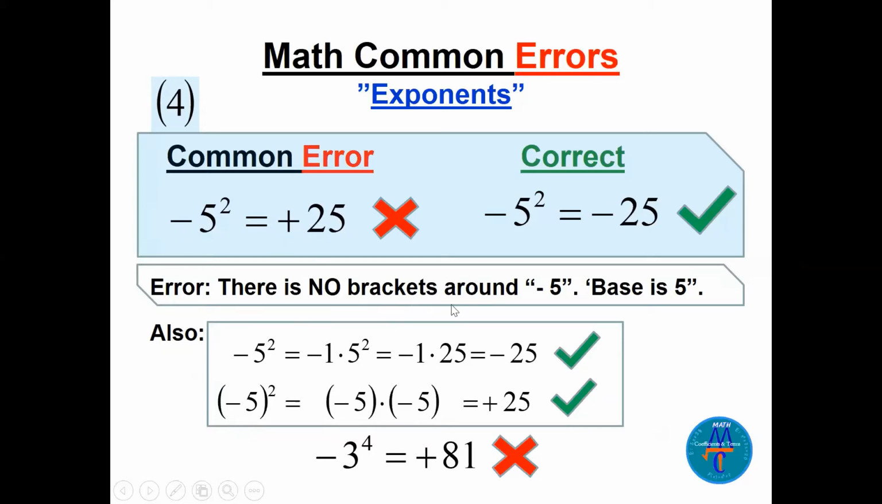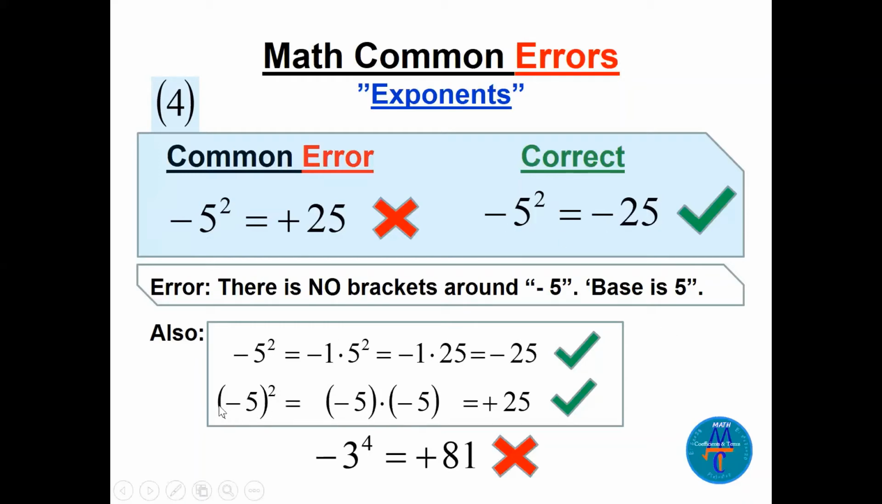There is no bracket around the minus 5. In this question, we have base and power. Look at the details: minus 5 squared. So there is a minus 1 times the 5 squared. The base is 5 and the power is 2. 5 times 5 is 25, with the minus it becomes minus 25. That's the correct answer here.